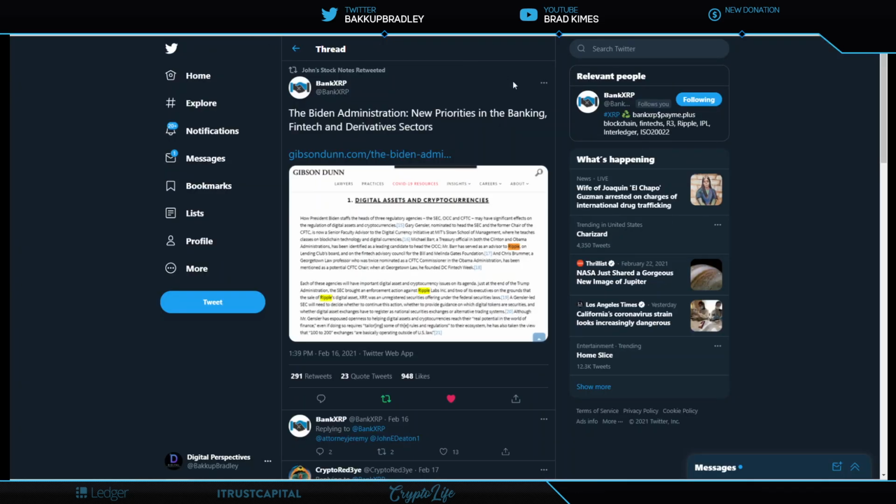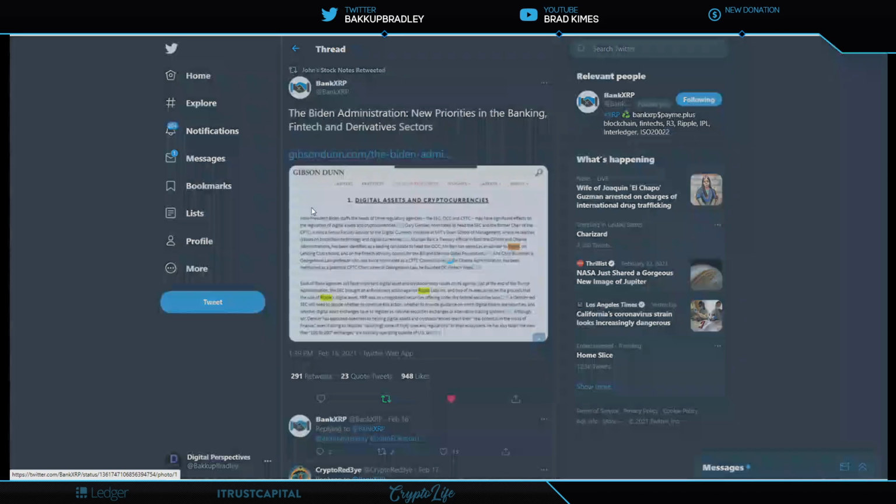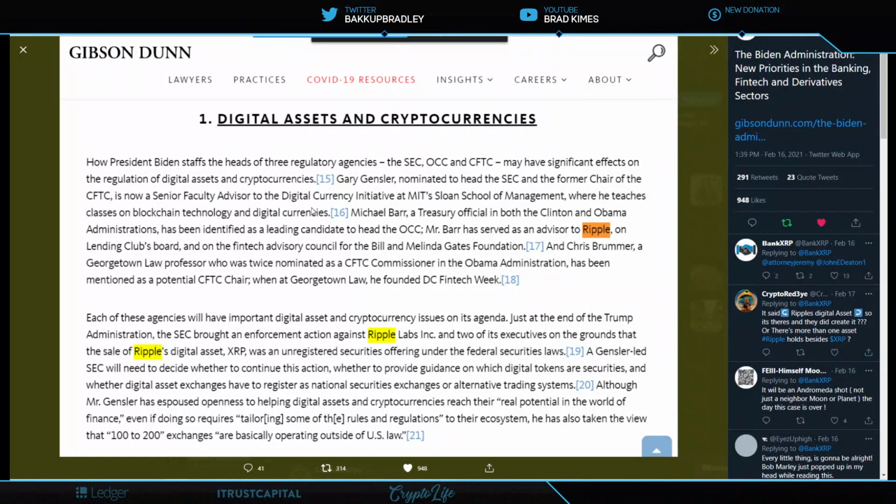Then we have the new president and a new administration moving in here in the U.S. And this is interesting because of new priorities in banking, fintech, and derivative sectors. And this is interesting from Gibson Dunn, as it talks about how the president's staff has three regulatory agencies: the SEC, OCC, and CFTC.